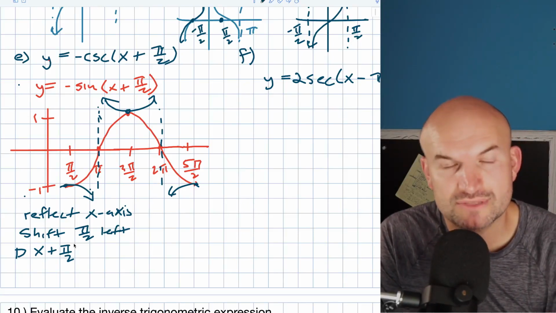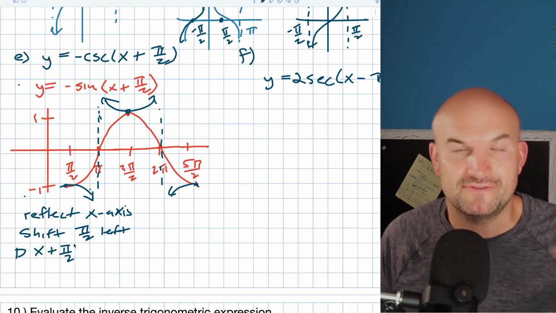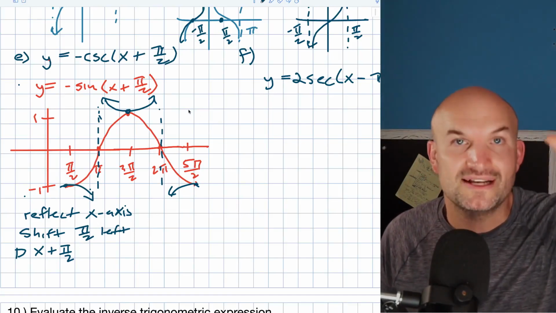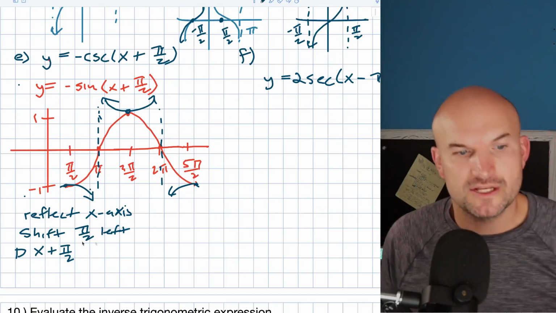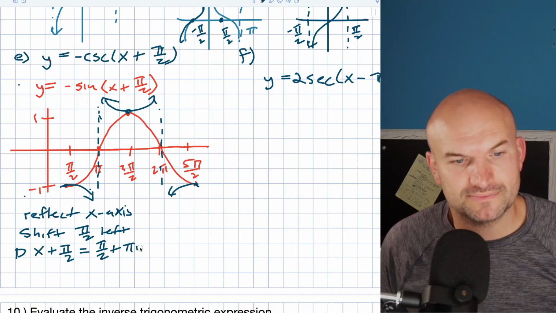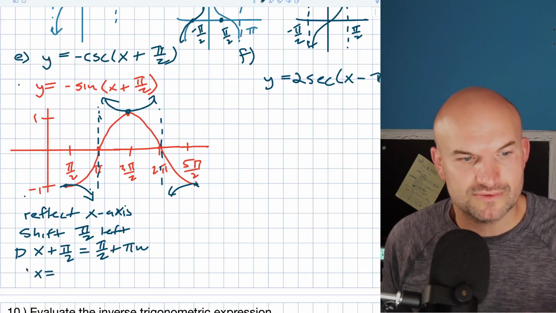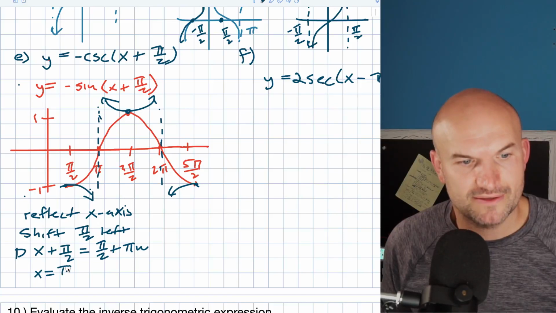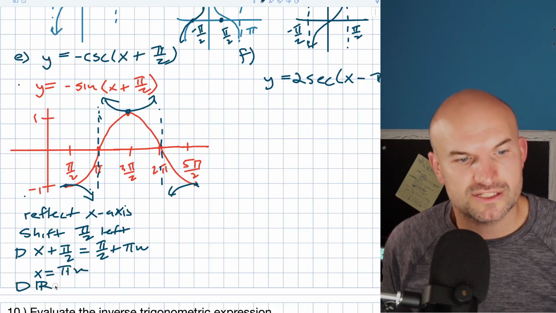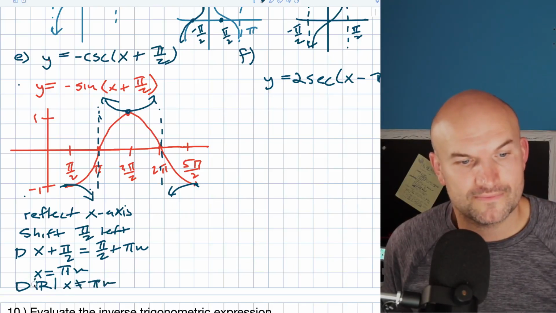If you think about cosecant, cosecant is going to be undefined at pi halves plus pi n. If you go to the unit circle, at pi halves, that's when y is equal to 0. So that's going to equal pi halves plus pi n. If I solve for x, my domain is going to be all real numbers such that x cannot equal pi n.